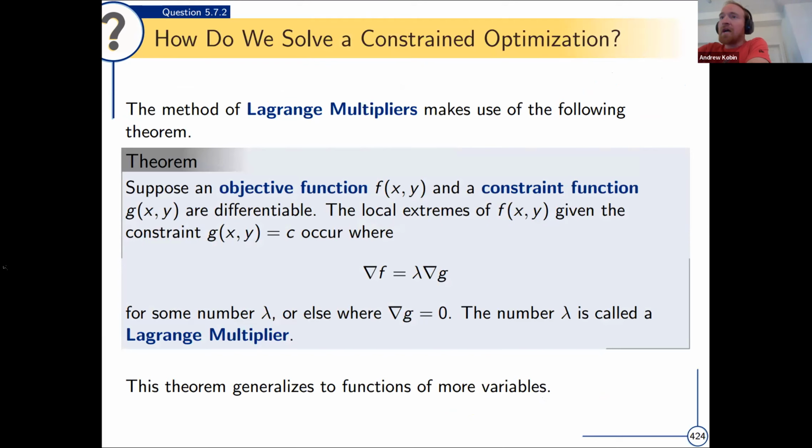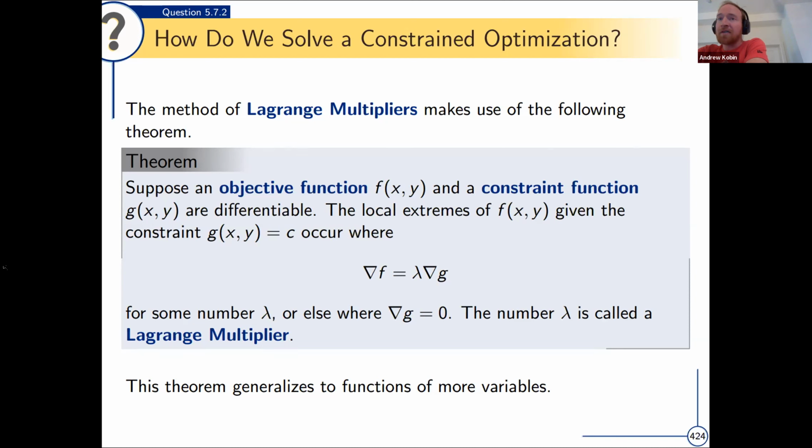How do we solve constraint optimization problems? Well, the following theorem, which we'll call our Lagrange multipliers method, gives a theoretical tool that allows us to solve these relatively easily, and in many circumstances, easier and faster than the previous methods we developed last lecture. The theorem says that suppose we're given what's called an objective function. We'll think of this as the function we want to optimize, f of xy, and separately a constraint function, g of xy, and suppose that these are both differentiable functions.